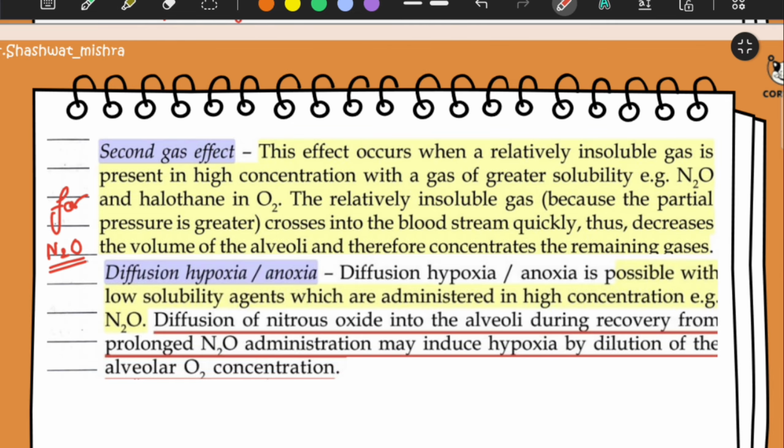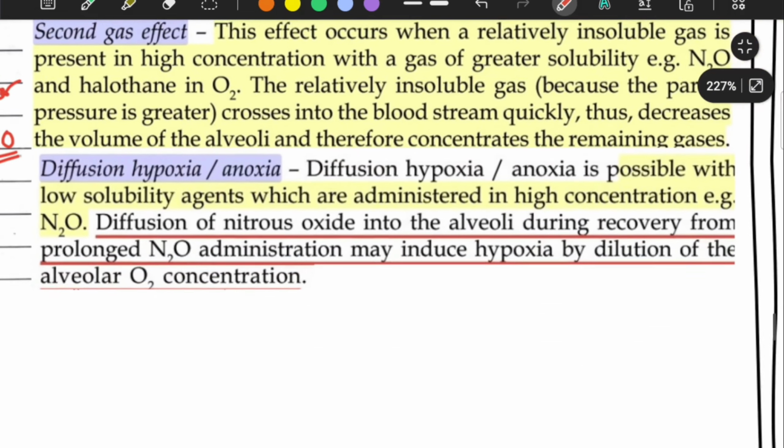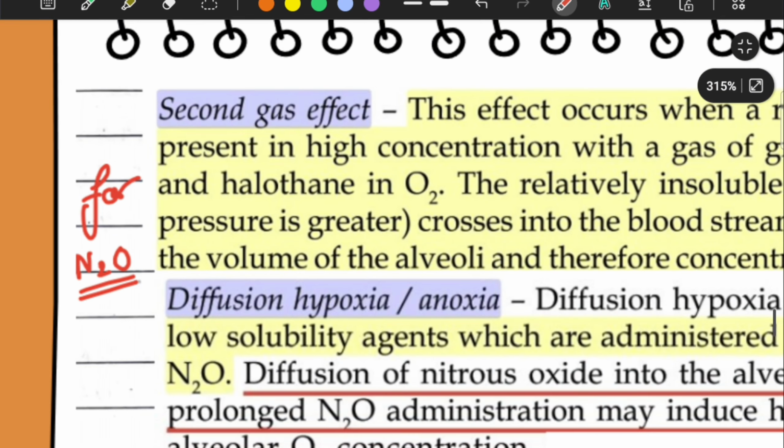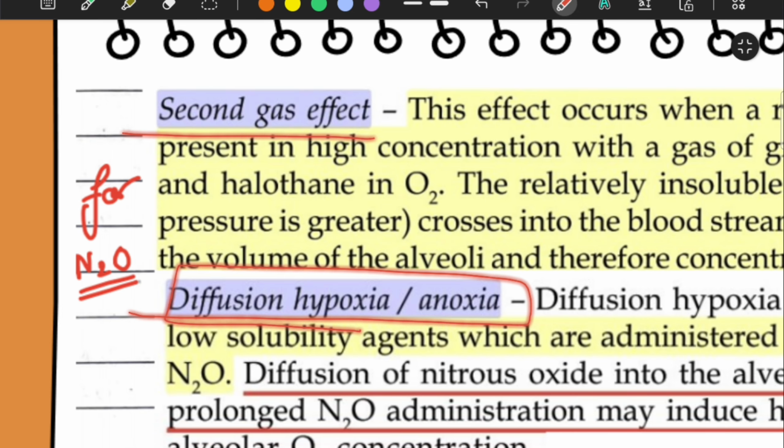Now there is also diffusion hypoxia, which is due to N2O, possible with low solubility agents administered in high concentration, like N2O. Diffusion of nitrous oxide into the alveoli during recovery from prolonged N2O administration may induce hypoxia. Just remember these two terms: the second gas effect and diffusion hypoxia are seen in the case of N2O.